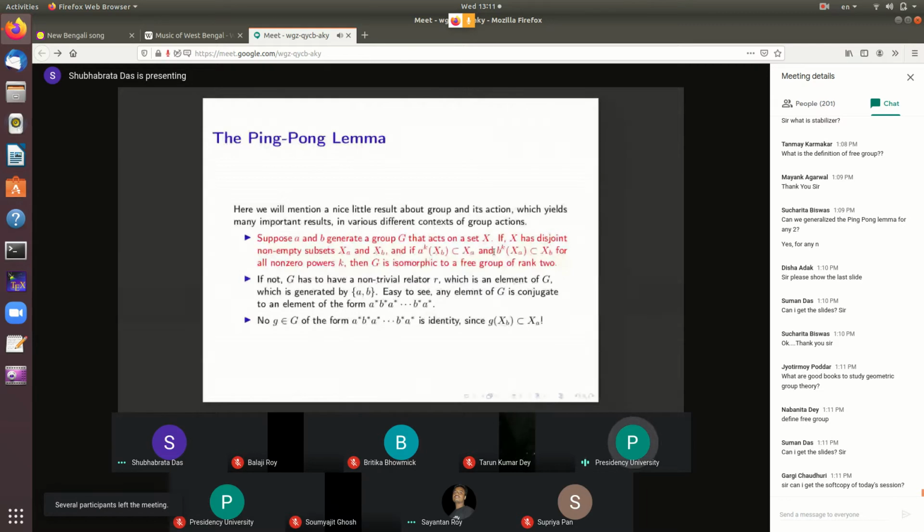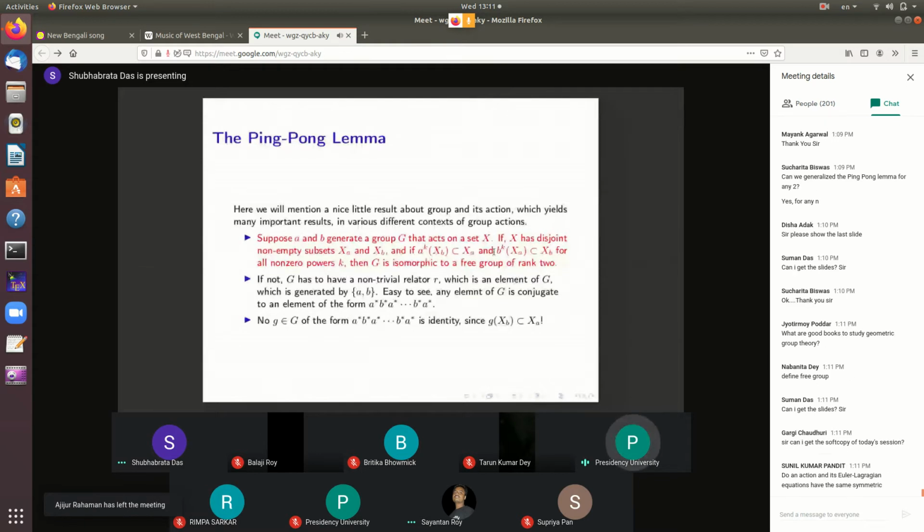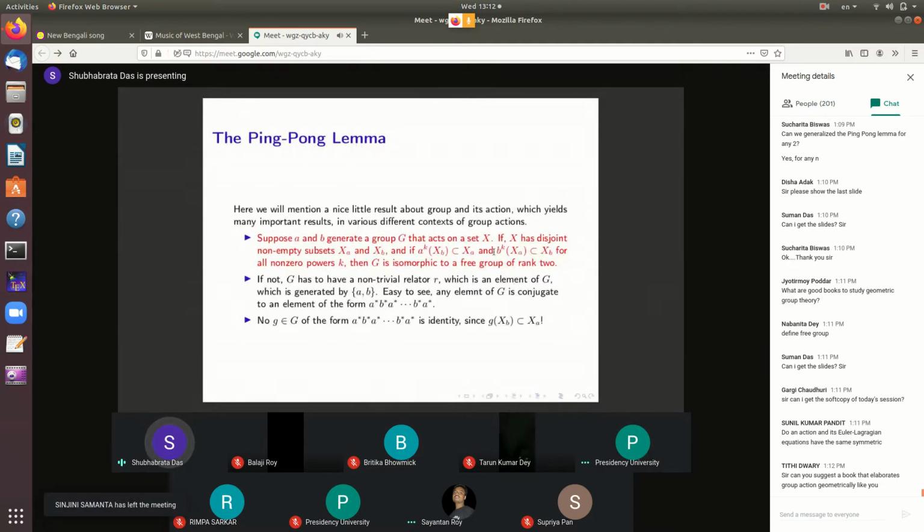Okay, another question is, does it have any application in dynamical systems to show that a system is chaotic? I do not know about chaotic systems, but I guess it may have. I frankly do not know.